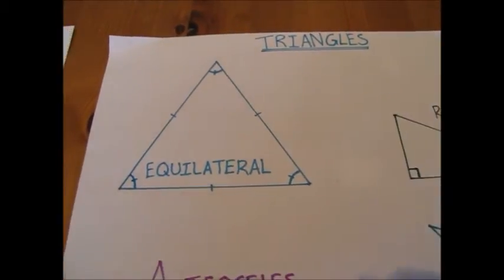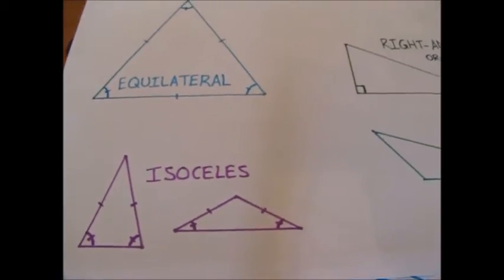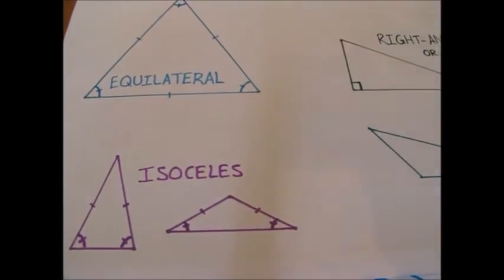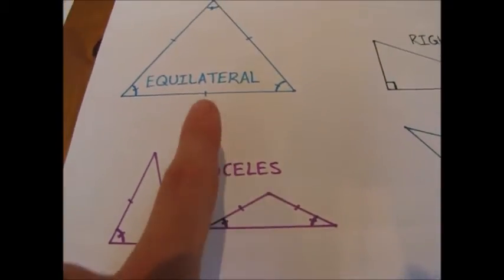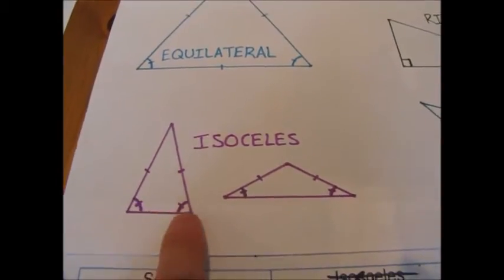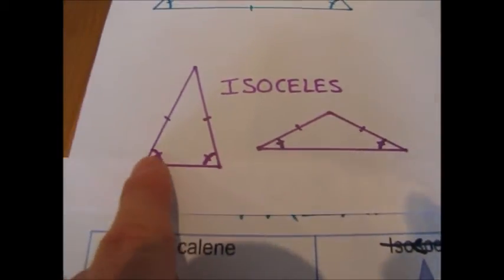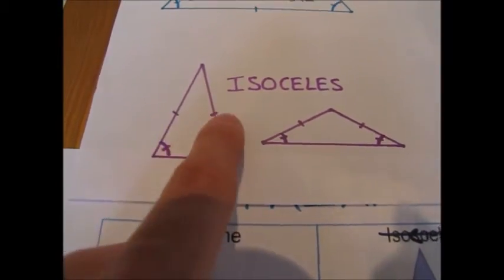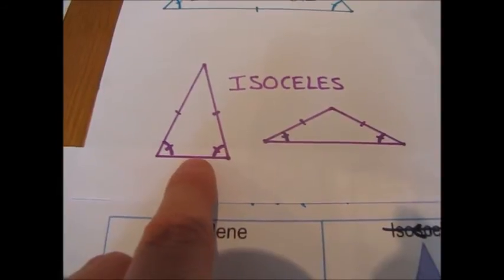I'm then going to go on to the isosceles, which, I don't know why, reminds me of sausages. It just sounds like a sausage inside. But an isosceles is very similar to an equilateral, but only 2 sides and 2 angles are the same. Okay, so you can see that this angle here and this angle here are the same, and this side and this side are the same, but this side here is a different length, okay?